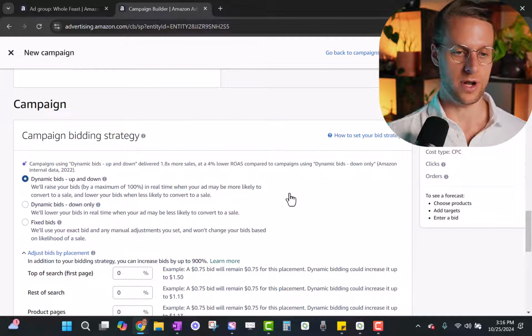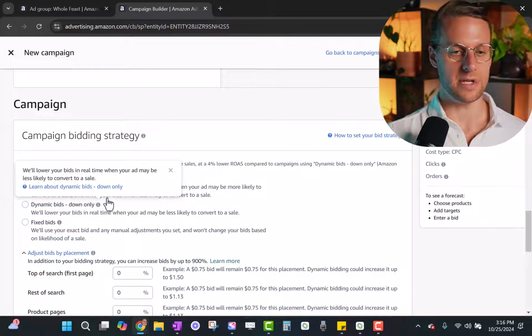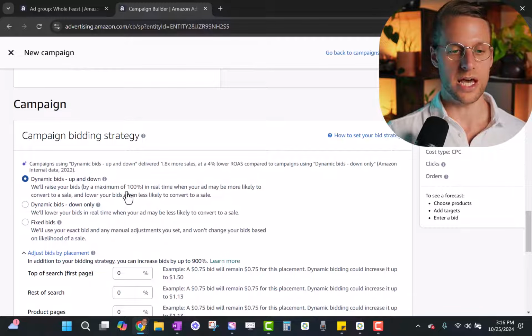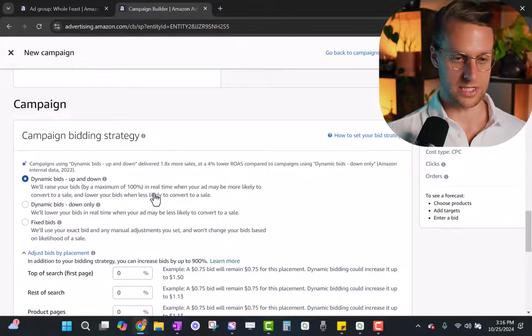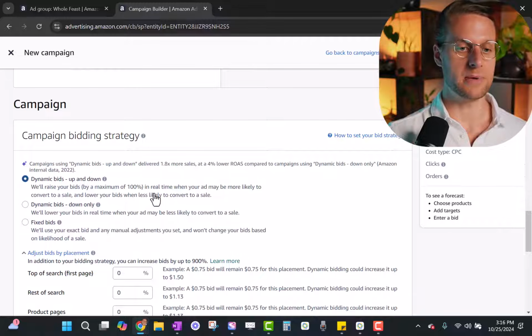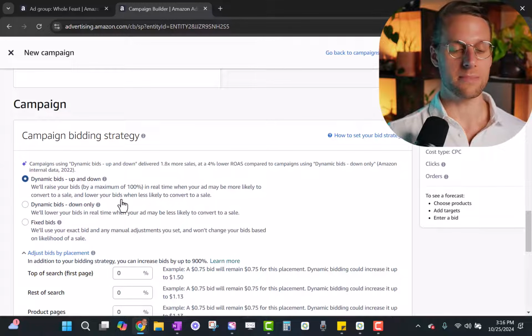There are 3 different options. There's dynamic bids up and down, dynamic bids down only, and fixed bids. So what does each of these mean? Dynamic bids up and down means whatever bid you set, Amazon can up it by 100%, meaning it can double it, or it can decrease it significantly as well. Dynamic bids down only means Amazon can only decrease your bid. They can't up your bid. And then fixed bid means Amazon will always use the same bid, the exact bid that you set, no matter what.